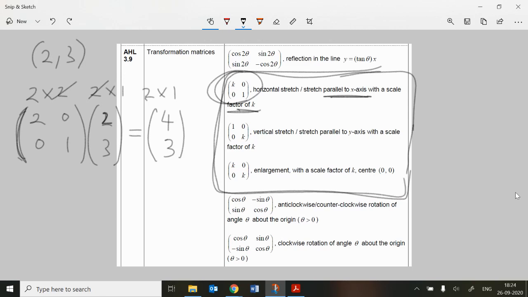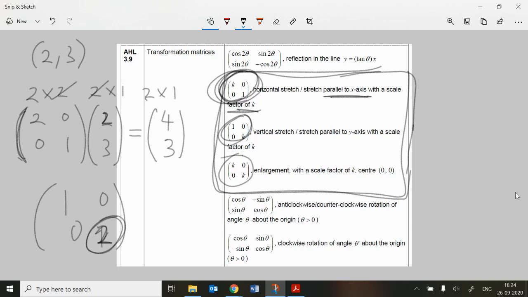these ones here are pretty straightforward. So an x direction stretch is going to be using this matrix here, and k is going to be your stretch factor. A y direction stretch is going to be the adaptation of your normal identity matrix. So again, in the y direction, if we want to times that by 2, we'll need to use a 2 there instead. And then we can combine those two things together pretty easily by making a scale factor of k enlargement in both directions from the center 0, 0. Now, all of these stretches here are from the center 0, 0.